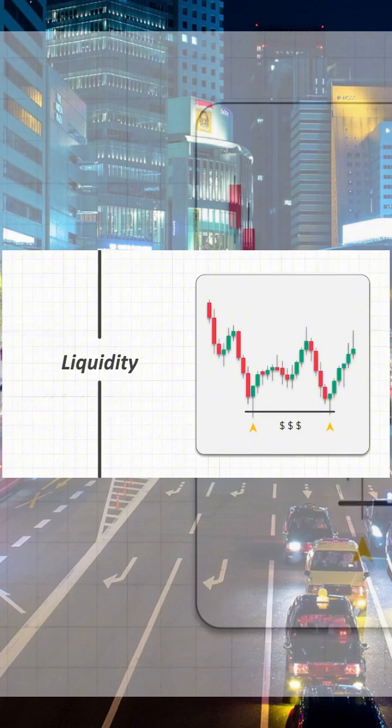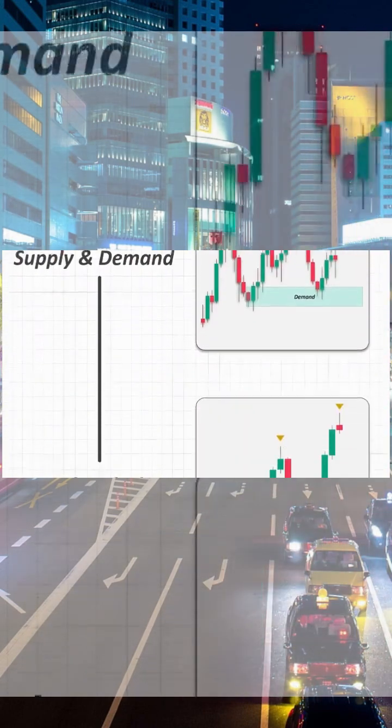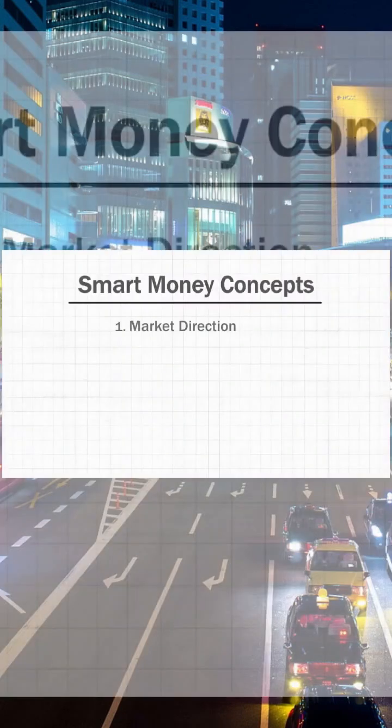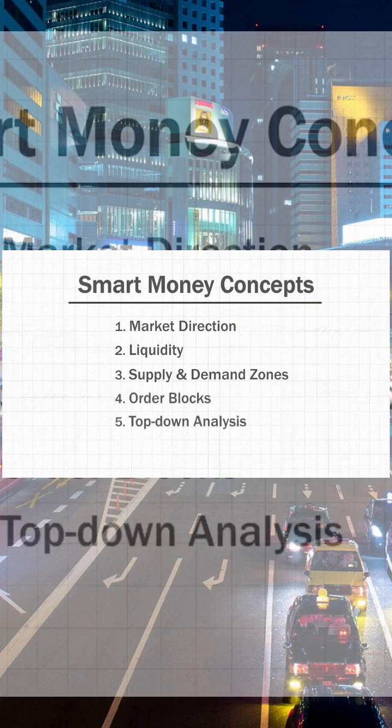These concepts include market direction, liquidity, supply and demand, order blocks, and top-down analysis. By the end of this video, you'll know exactly how to apply these concepts to the chart like a professional smart money trader. Without wasting any time, let's get into it.